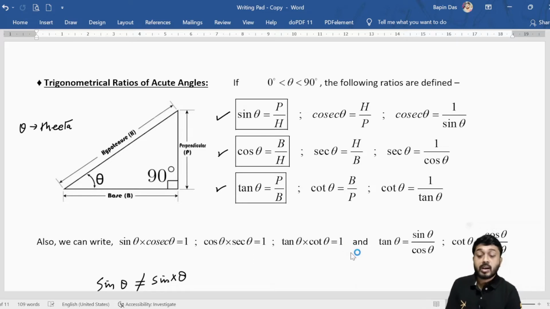All right. One more thing to be noted is that tan theta is equal to sin theta upon cos theta. How is that coming? All right, I'm showing you, just see.